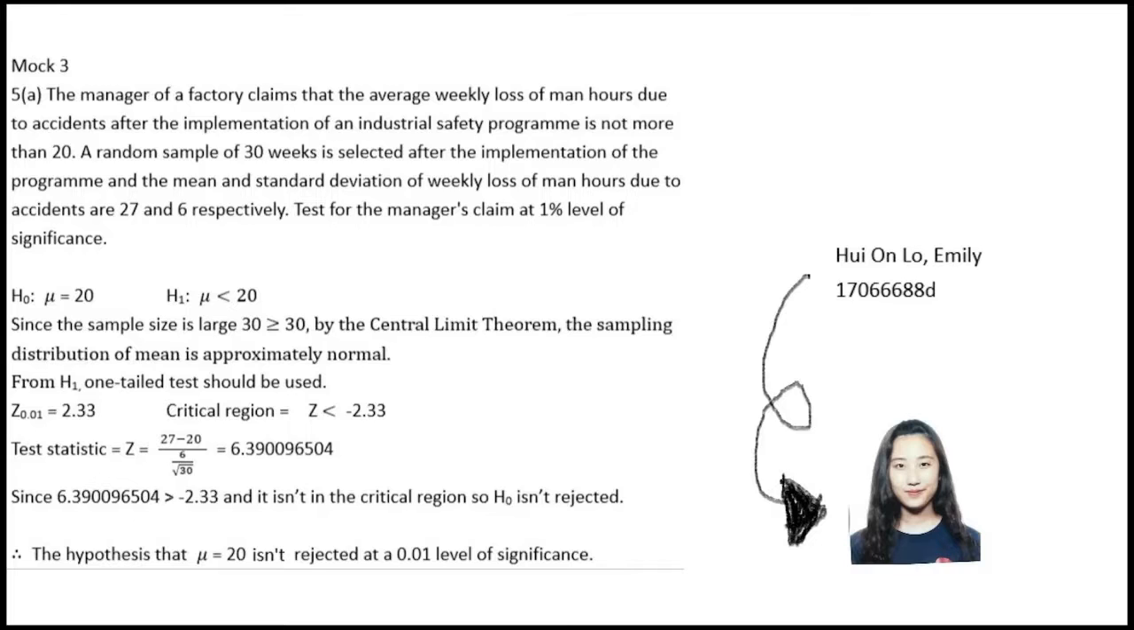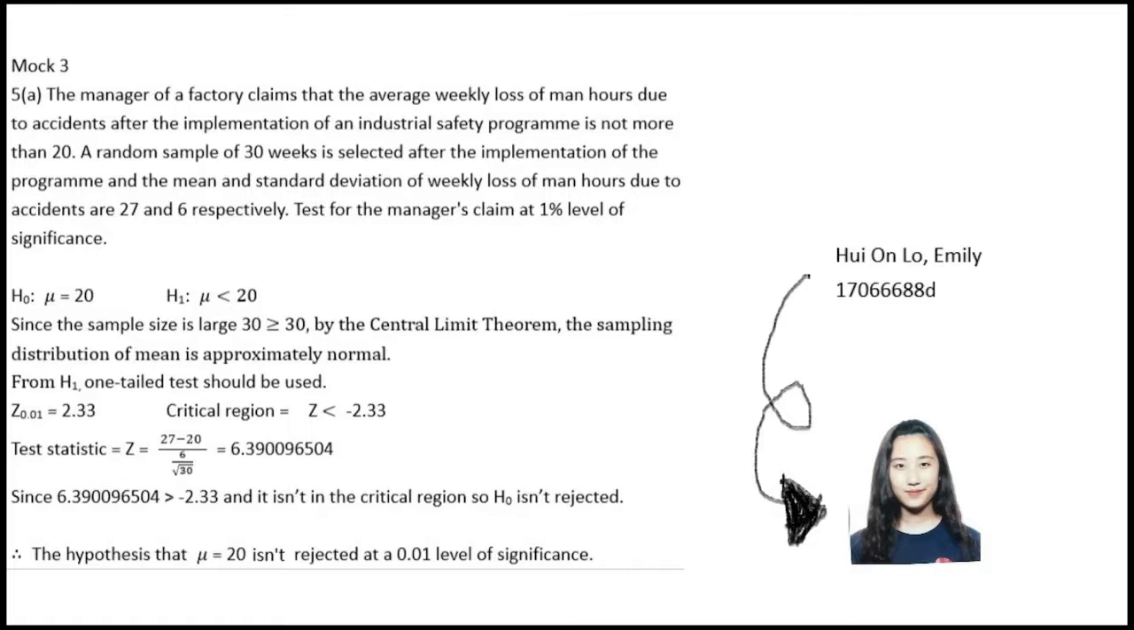Today I will discuss question 5a from Mock 3. The manager of a factory claims that the average weekly loss of man-hours due to accidents after the implementation of an industrial safety program is not more than 20. A random sample of 30 weeks is selected after the implementation of the program, and the mean and standard deviation of weekly loss of man-hours due to accidents are 27 and 6 respectively. Test for the manager's claim at 1% level of significance.